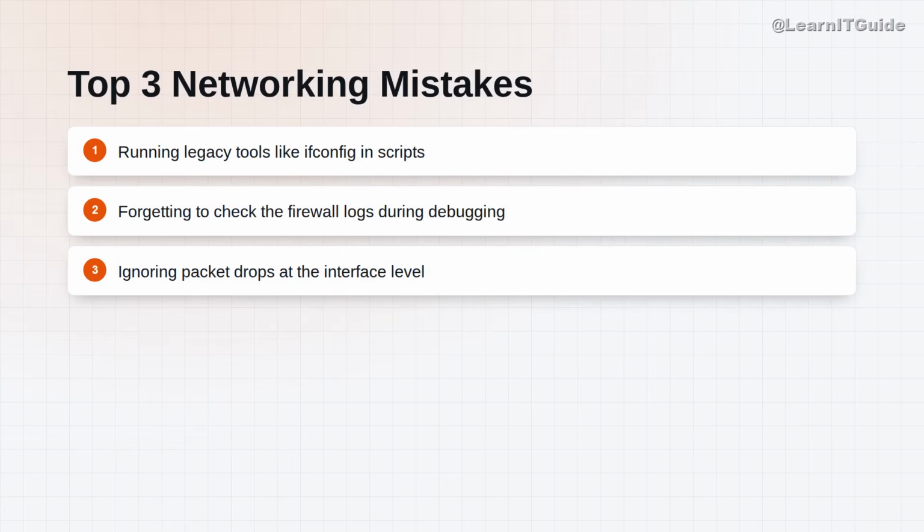So what are the most common mistakes I see? First, relying on deprecated tools in automation scripts. Use the IP suite for better reliability. Second, forgetting to check your firewall. Even if the network path is clear, a local rule could be silently dropping your packets.